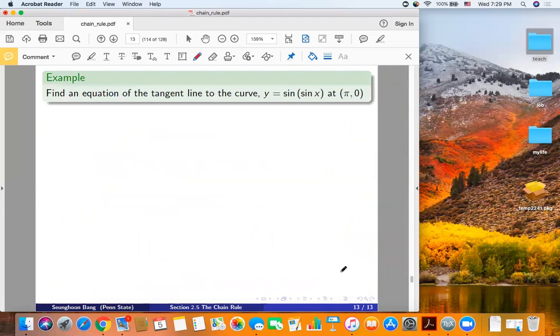So next one, find an equation of a tangent line to the curve y equals sine of x at pi, 0. So like this.